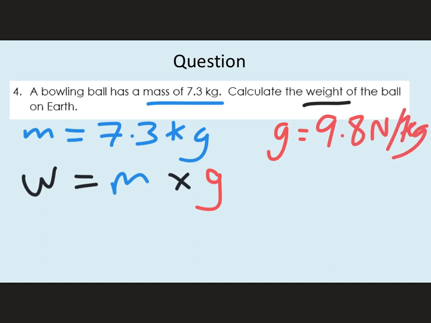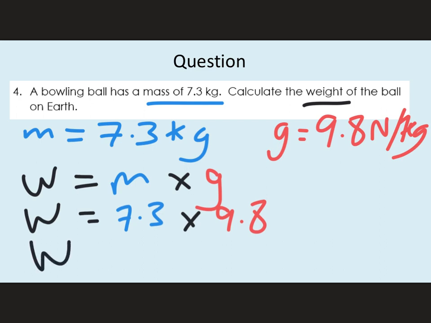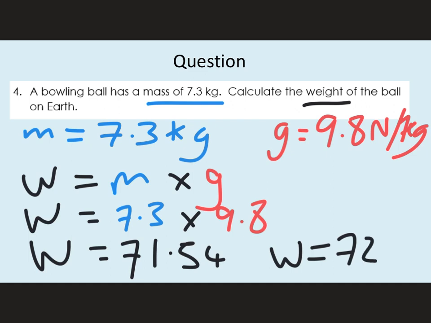And then I can go through and substitute those numbers into my equation. So W is going to equal 7.3 times 9.8. So then my weight equals, I'm just going to put those numbers into my calculator, and that would equal 71.54. I'm probably going to just round that up to 72 newtons. And that would be my answer.